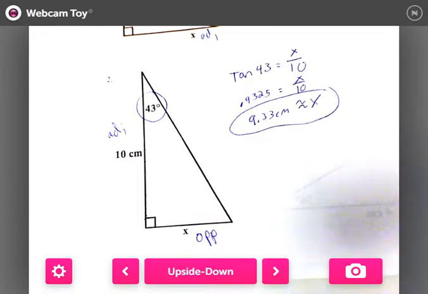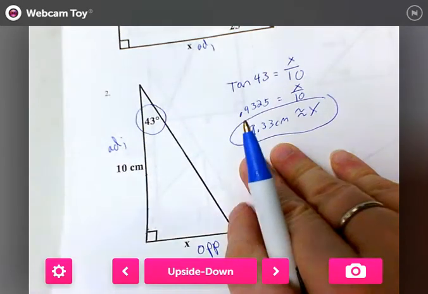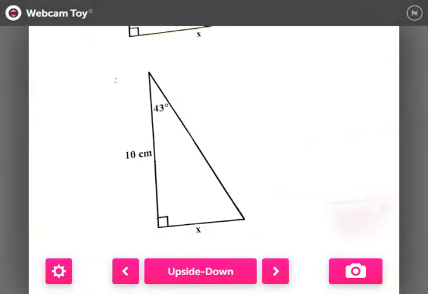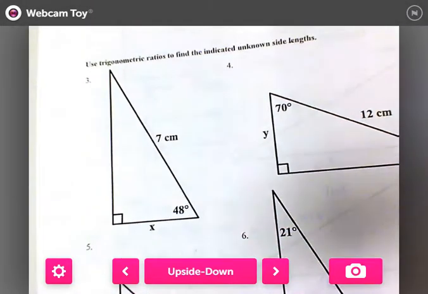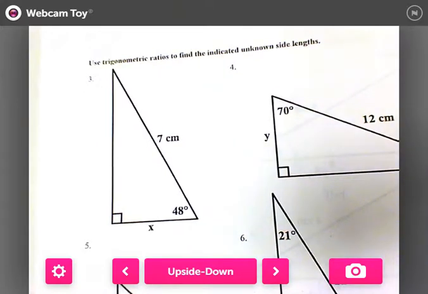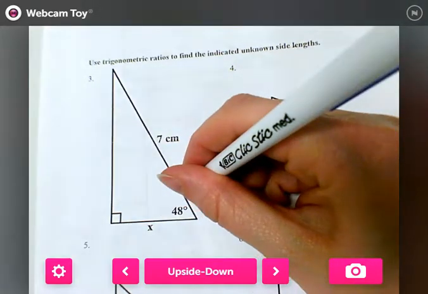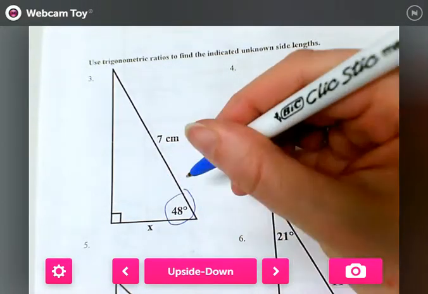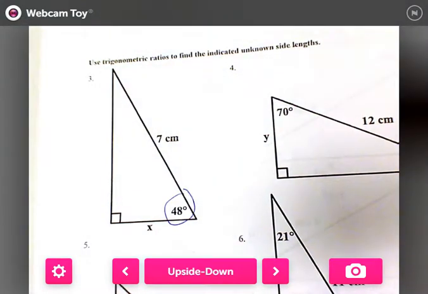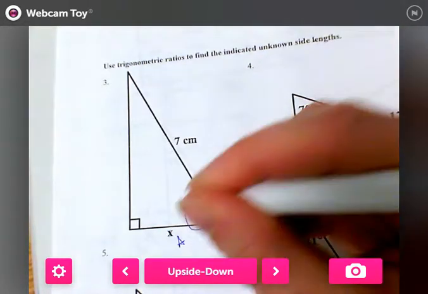Okay. All right, let's move on to number 3 on the back. The first thing we're going to do to this is fill it out. What's opposite, adjacent, and hypotenuse? We're just going to list the two things it's given. If it doesn't have a side, we don't have to list for that side. Here's angle 48. What is x to 48? Is it opposite, adjacent, or hypotenuse? Adjacent.